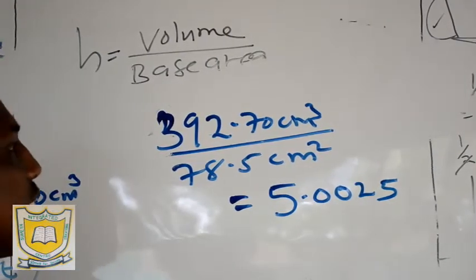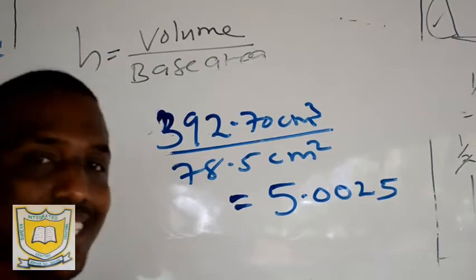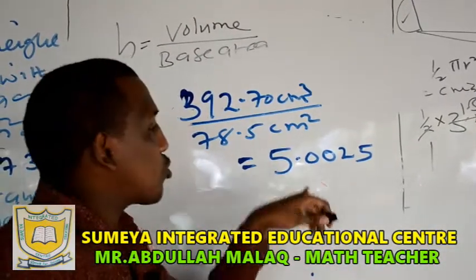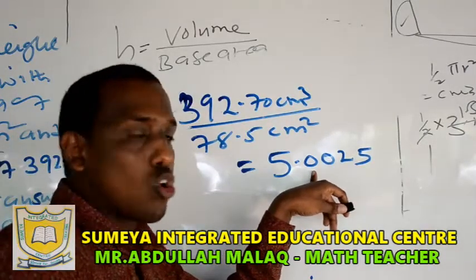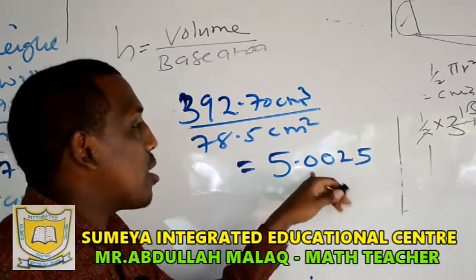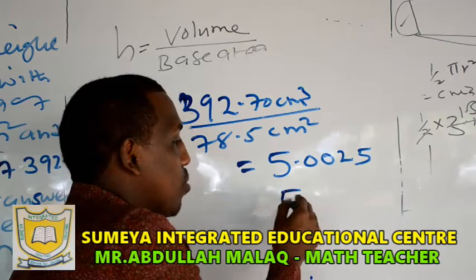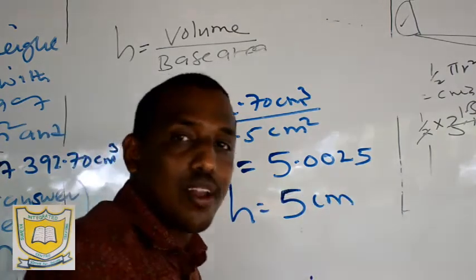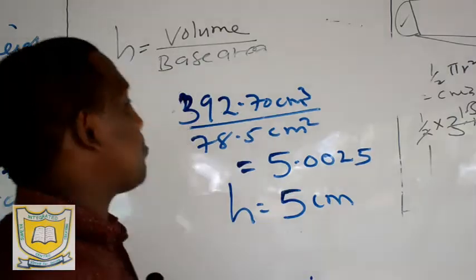Then the question is saying round off to the nearest centimeter. Nearest centimeter means you will get to the whole number. So after the decimal, there is 0. There is no number, so the whole number will remain. So the height is equal to 5 centimeter. You pick the whole number, since you are told nearest centimeter.